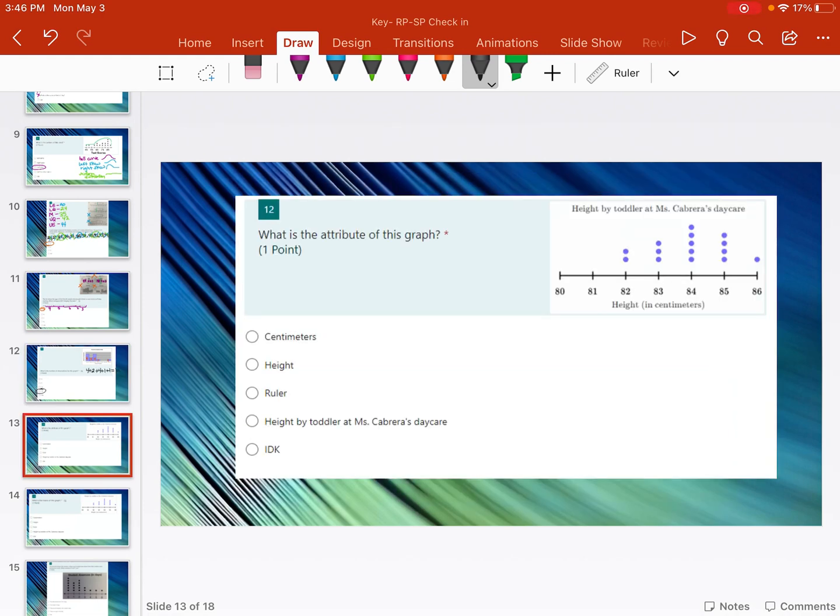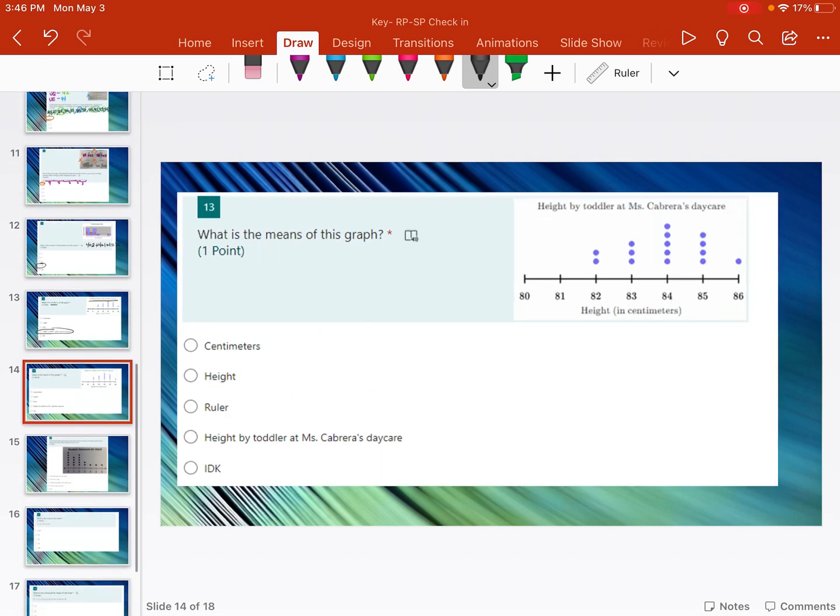Okay, number 12. What is the attribute of this graph? Remember, attribute just means what's this graph about? And it pretty much always comes from the title. So height by toddler at Miss Cabrera's daycare. That is our attribute, what the graph is about, the title.